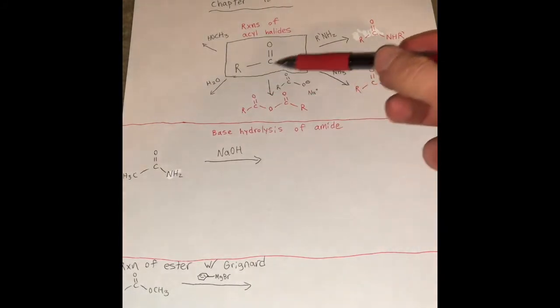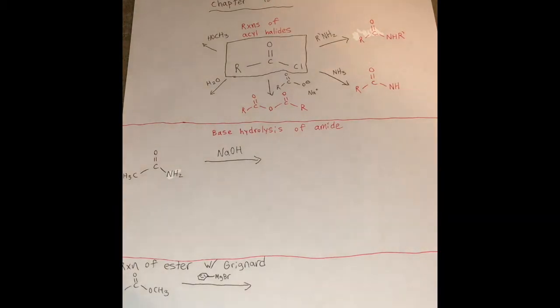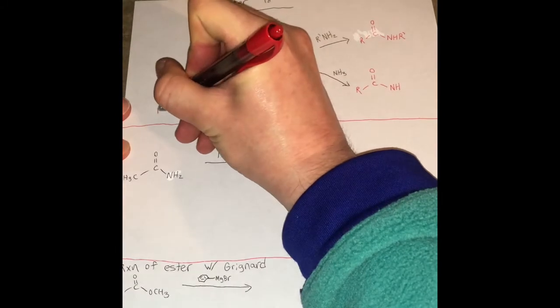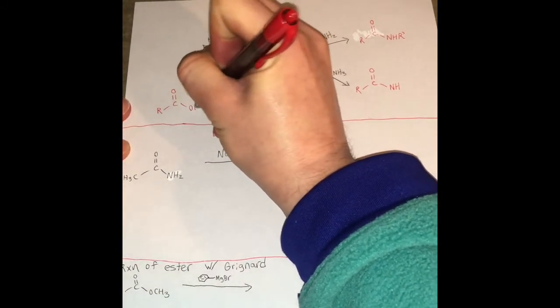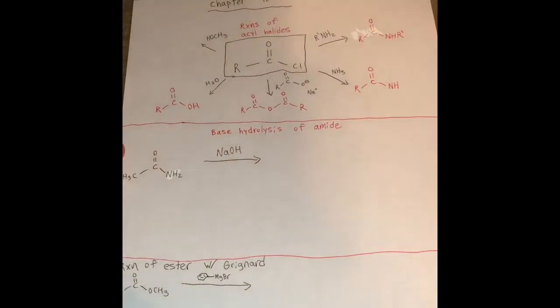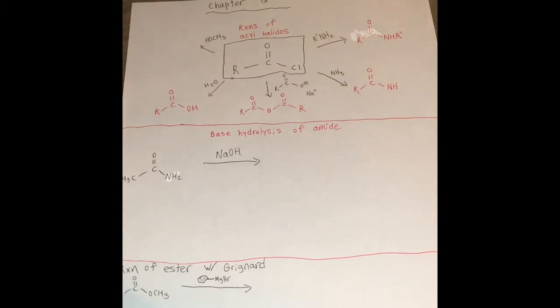If we add water to our acyl halide, we're going to go back to our carboxylic acid. And then finally, if we add in this HOCH3, we will go to an ester.